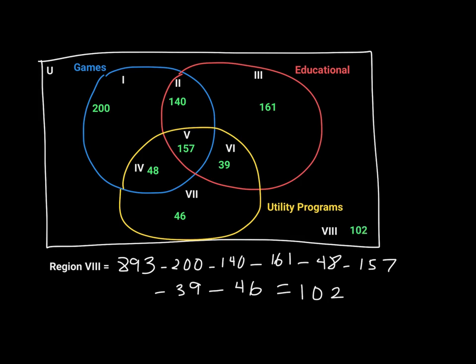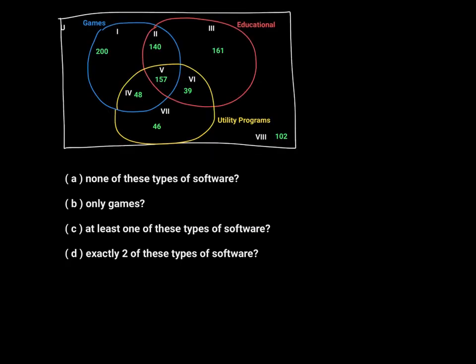That means out of the 893 customers that were surveyed, 102 of them did not purchase any of the software programs. I think we're ready to officially answer all of the questions. I managed to get the questions and the Venn diagram together. Let's answer this first question. How many of the 893 customers did not purchase any types of software? The answer to this first question is 102.